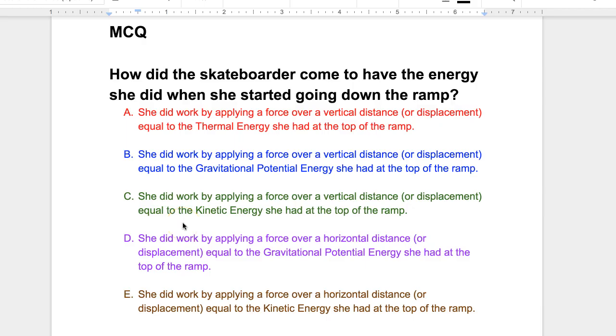Okay, here's your multiple choice question. How did the skateboarder come to have the energy she did when she started going down the ramp? Which of these answer choices best represents how she came to do that? A, B, C, D, or E?